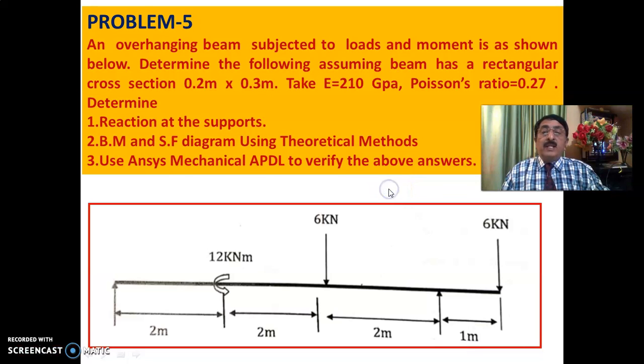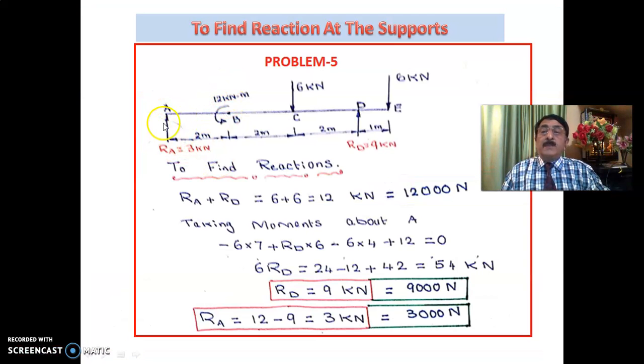Okay, now you see here, this is the problem. This is 12 kilonewton meter, an anti-clockwise moment. There is a load here, and a load here. I call the points A, B, C, D, E. RA is the reaction at A. RD is the reaction at D. And you have a load at the overhang of 1 meter. At E, you have a load of 6 kilonewtons. At C, you have a load of 6 kilonewtons. And there is an anti-clockwise moment of 12 kilonewton meter.